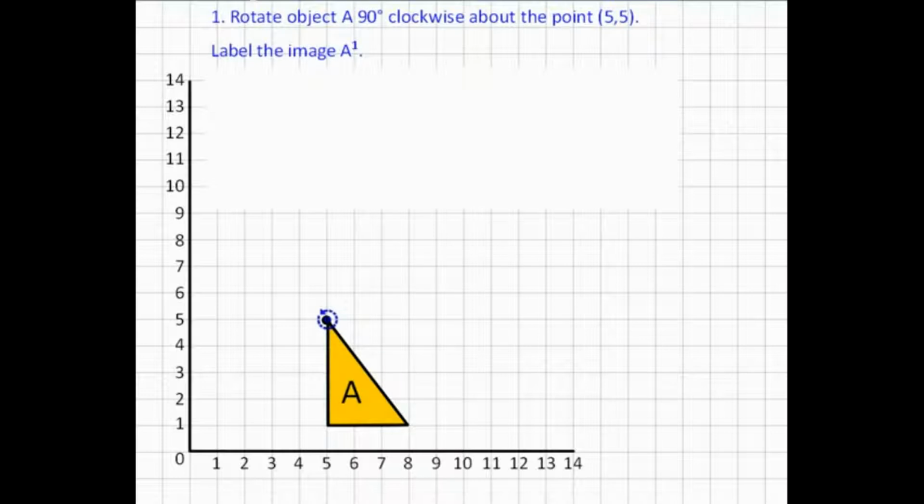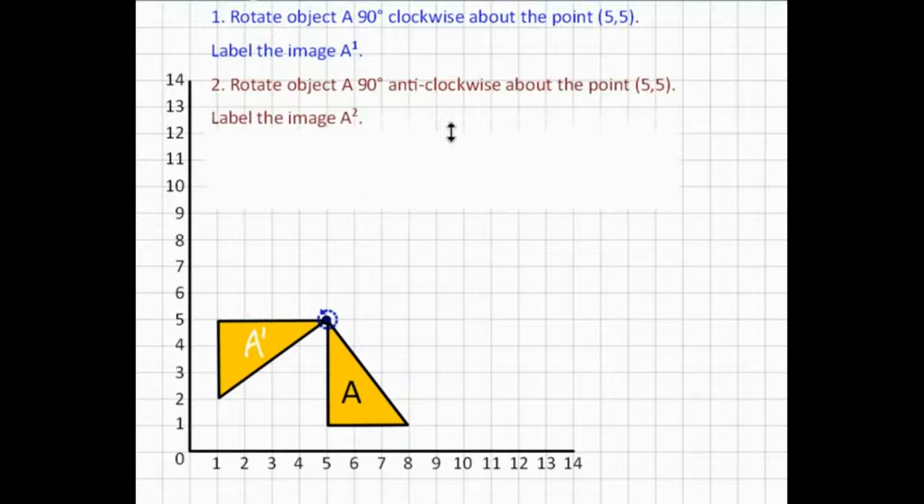Rotate object A 90 degrees clockwise about the point 5,5 and label it A1. So rotating this clockwise 90 degrees is like that. That was a quarter turn clockwise. And then, let's have a look at what it says under here. Rotate object A 90 degrees anti-clockwise about the point 5,5. So I'm using the same centre of rotation, I'm turning it the same number of degrees, but now it's anti-clockwise. So rotating this anti-clockwise would be like that, that's 90 degrees.